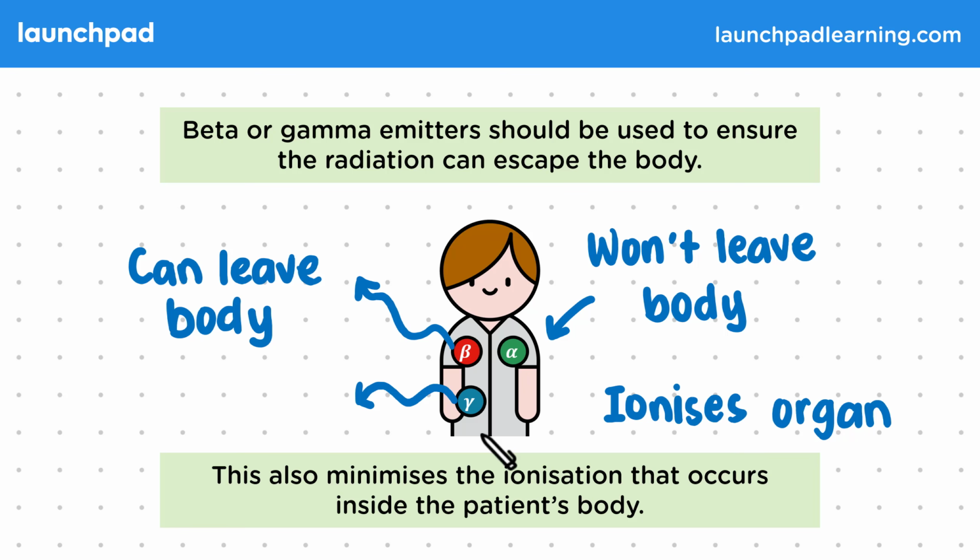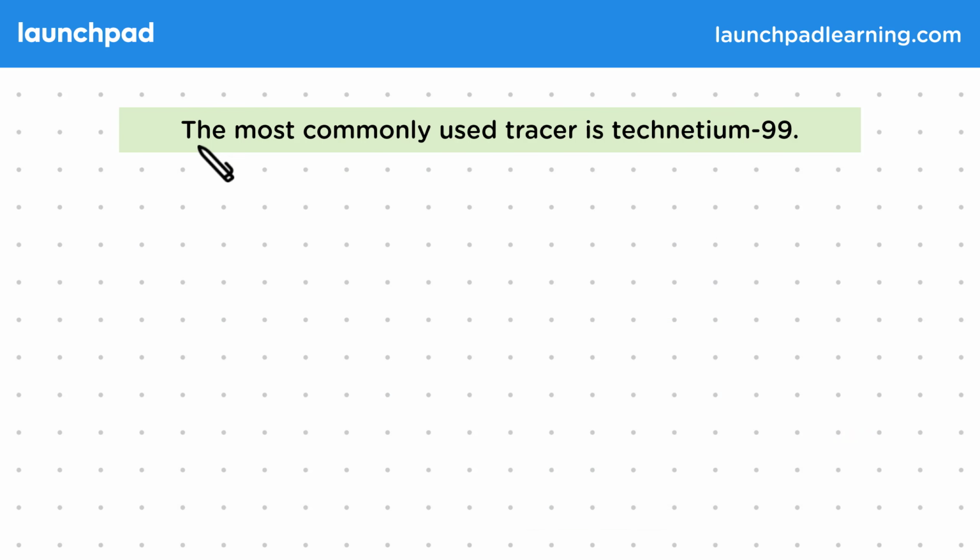For your exams, you are expected to be able to explain why the given properties of an isotope make it suitable or unsuitable as a tracer. So which isotope is commonly used for tracers? The most commonly used tracer is Technetium-99.